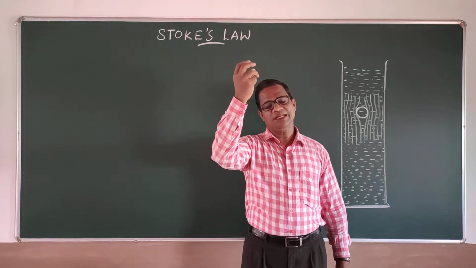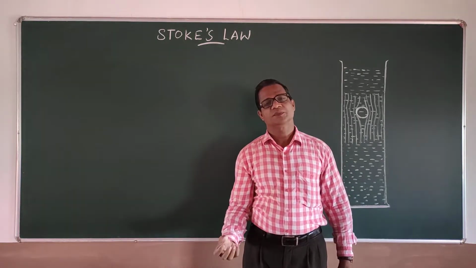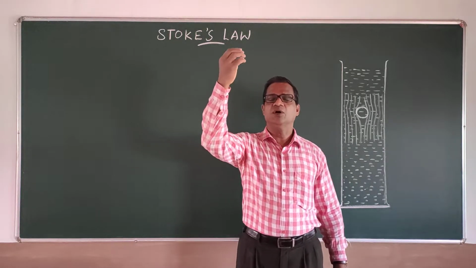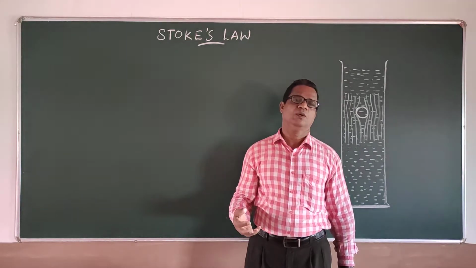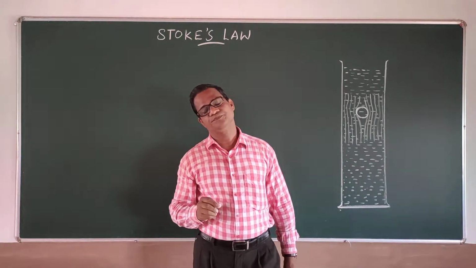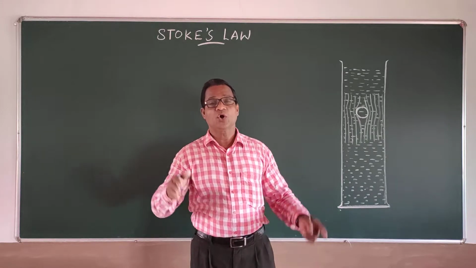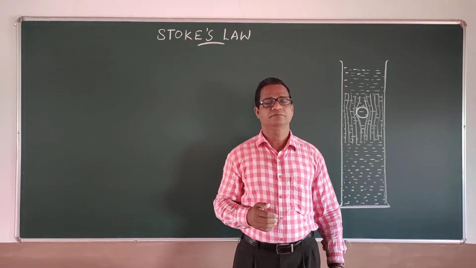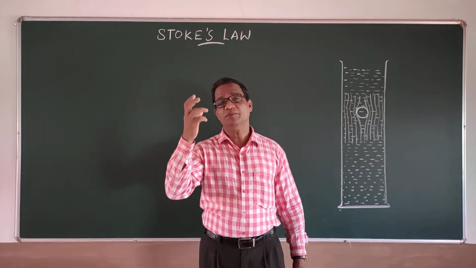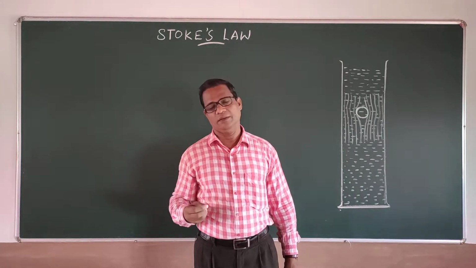you can see that the lead sphere will be moving down and speed will be increasing. You can watch how it is moving. Instead, if I drop the same lead shot into a column of honey, you can see that the lead shot will be moving slowly.